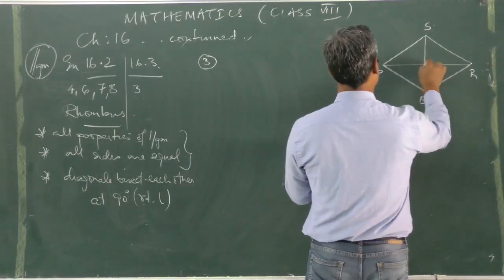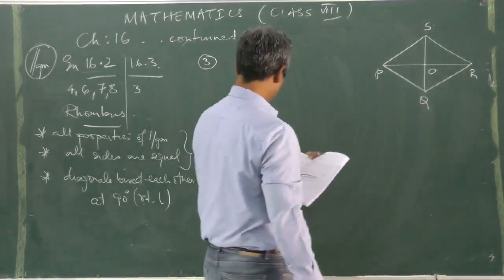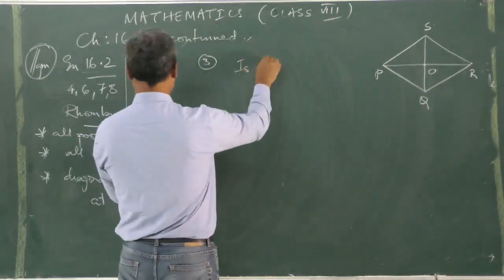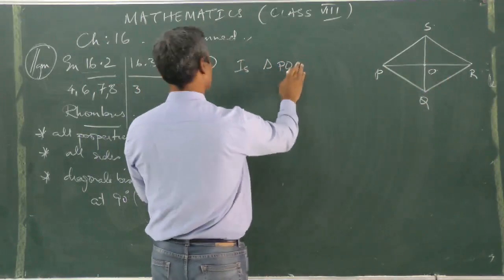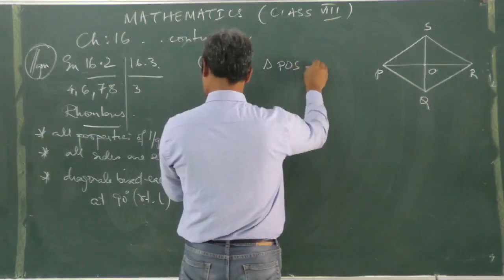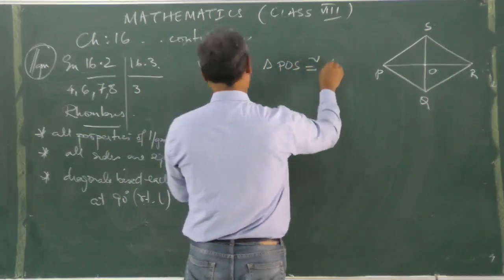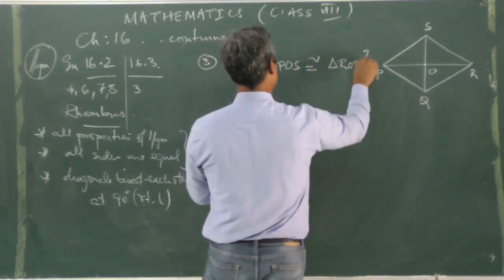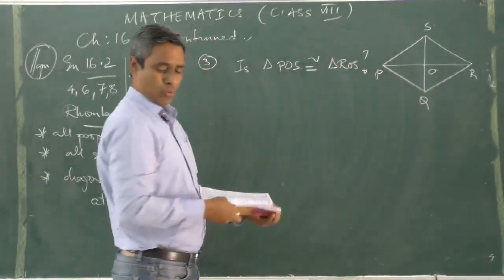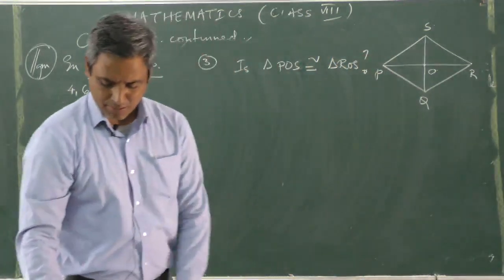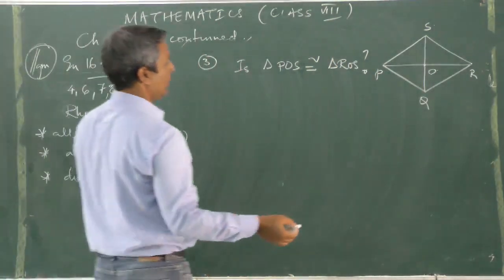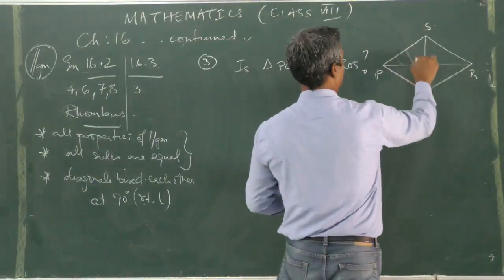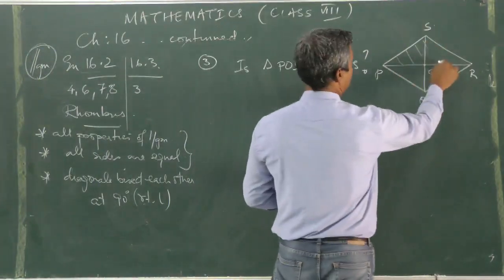PQRS intersect at O. The question is asking, is triangle POS congruent to triangle ROS? State the rule used. It's a simple question. You just have to say yes or no and why. Where is POS? Where is ROS?